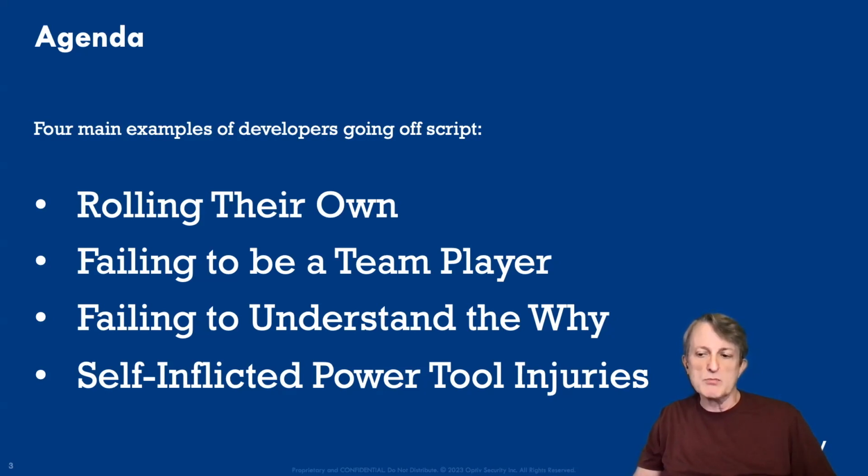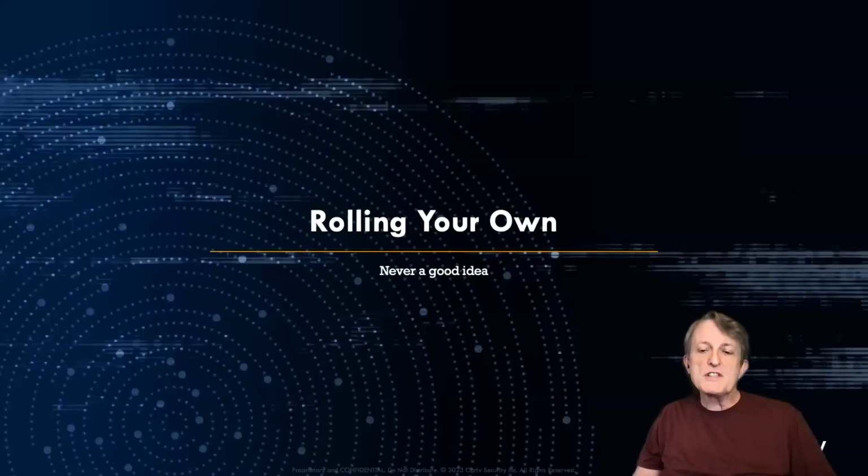One is rolling your own solution, failing to be a team player, failing to understand the why. This is a big pet peeve of mine, developers who don't understand how things work underneath. And then finally, and I think the most fun example, it's really a self-inflicted injury caused by a powerful tool. So we're going to do each of those examples. These are all derived from actual tests I was involved in. Of course, I have anonymized the data. And we will not be mentioning any actual clients or any actual developers during the course of this presentation.